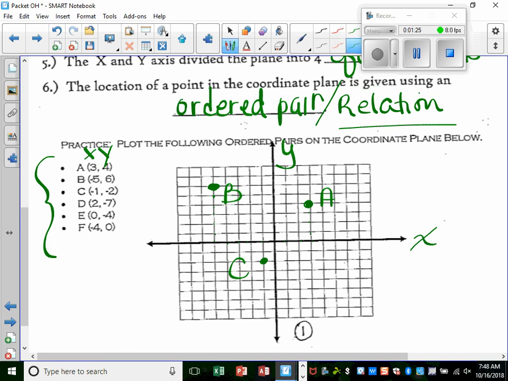So, of course, the first point tells you how far to go over on the X. So, like for point A, you go over 3, and then you go up 4. Okay, so the second point tells you to go up or down. So just make sure you have all 6 of those graphed.